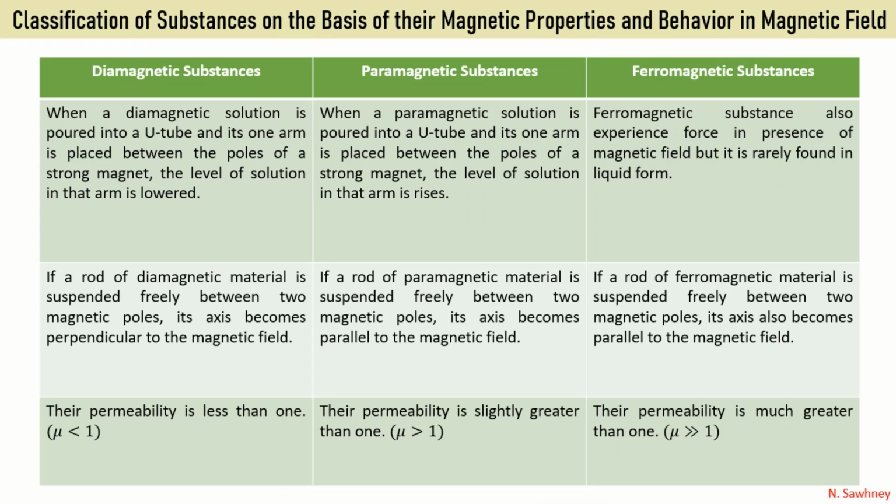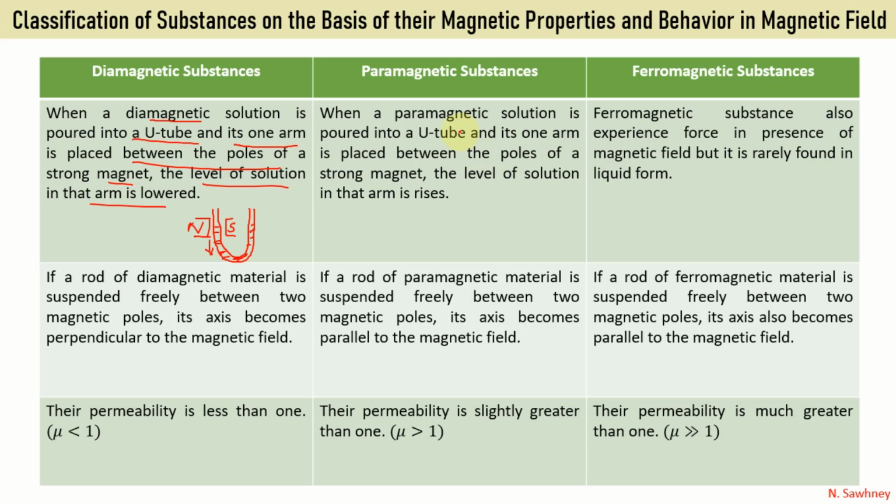Now, if a diamagnetic solution is formed and we pour it in a U-tube, and one arm is placed between the poles of a strong magnet, the level of solution in that arm will be lowered. You can understand it like this: we draw the U-tube like this and fill it with diamagnetic liquid, and in one arm we place the poles of a strong magnet like this. The property of a diamagnetic material is that it repels the poles of the magnet, so the level of the solution in that arm will be lowered.